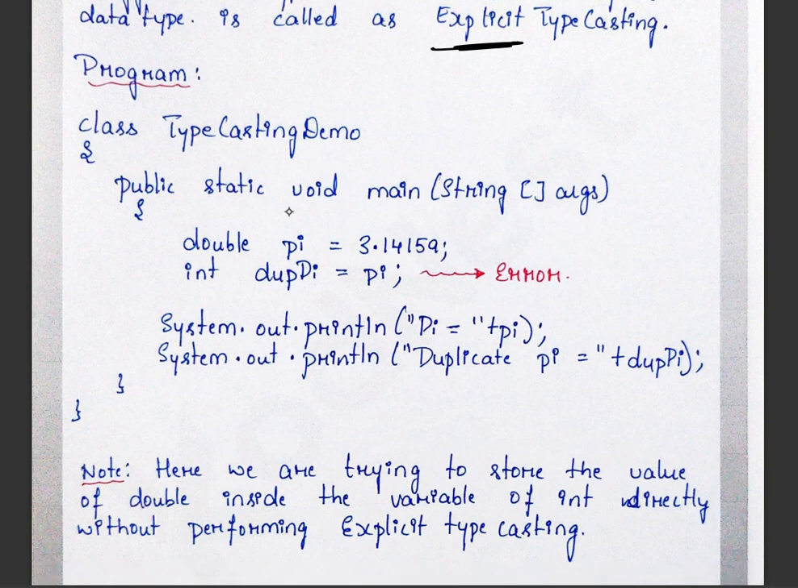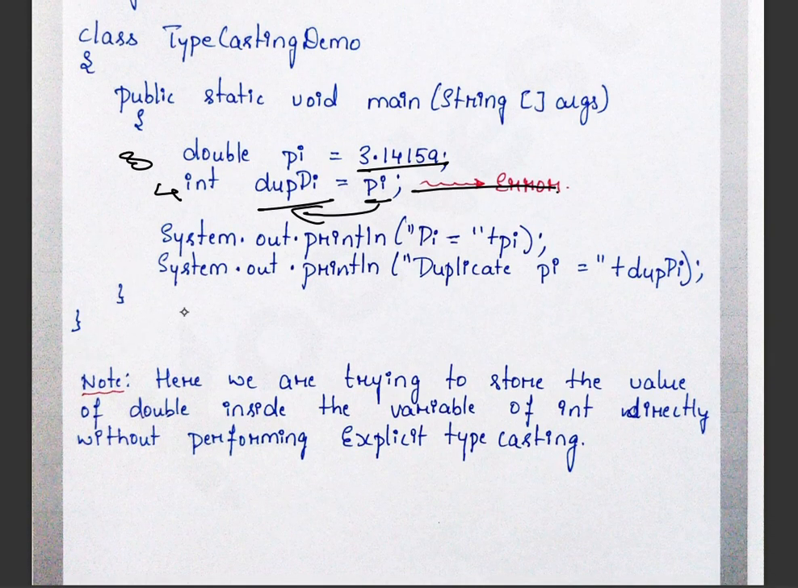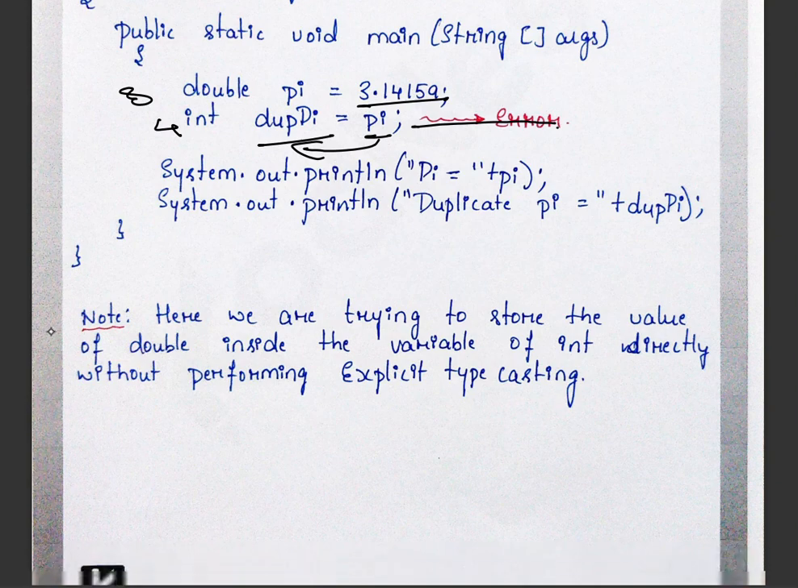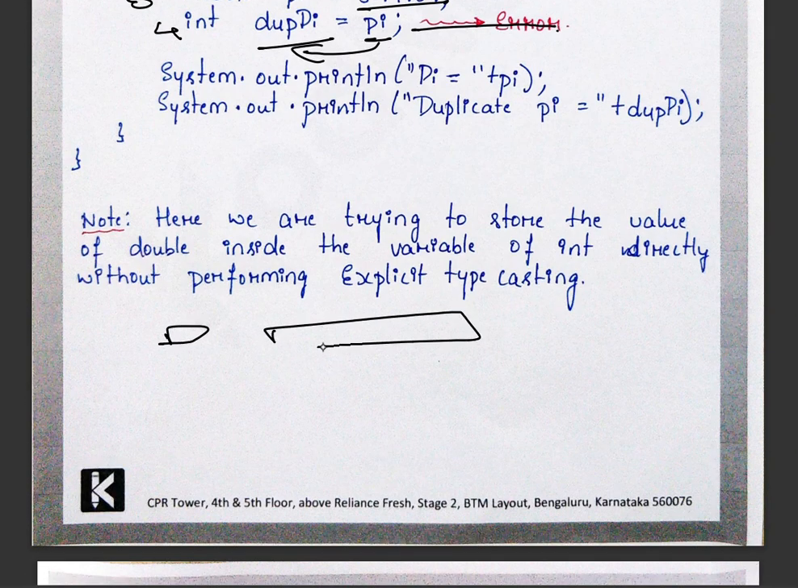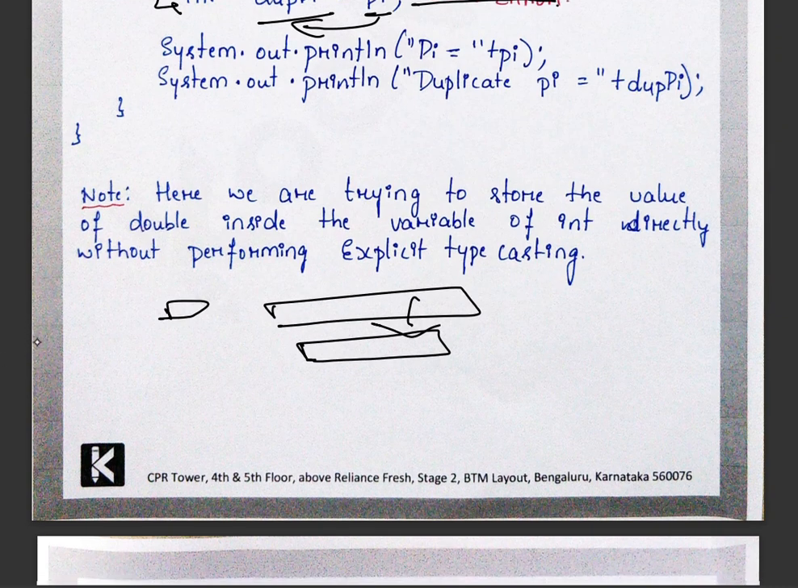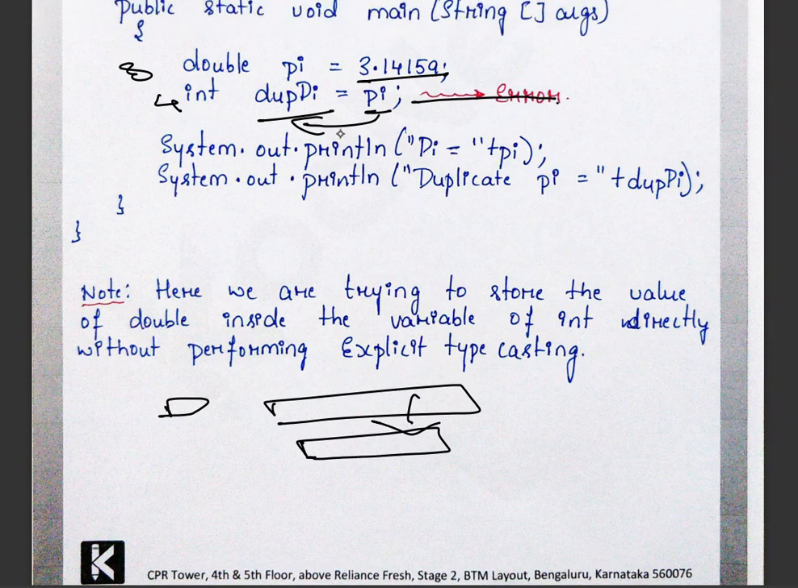See here, if we write the program like this: double pi, this is in double first. Then we assign this double to int. Int has only 4 bytes, double has 8 bytes, but we just get an error here because we cannot store the larger data type into the smaller data type, right? We can store smaller to larger, but we cannot store larger to smaller, because if we have larger memory like this, we have smaller memory here. So how can we store it? Here we are trying to store the value of double directly without explicit typecasting.